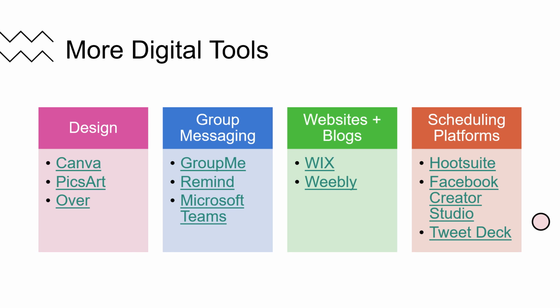Next are websites and blogs. I really didn't talk about this, but if you think that a blog would be a good fit for your student org, here are some websites to get started on that. And then scheduling platforms are websites that actually help you schedule your social media posts in advance. So student involvement, we find that it's really beneficial if we can schedule our posts 2 weeks out using one of these platforms. So we highly recommend checking that out if you want to bulk post instead of just having somebody post every single day. So those make it a lot easier.